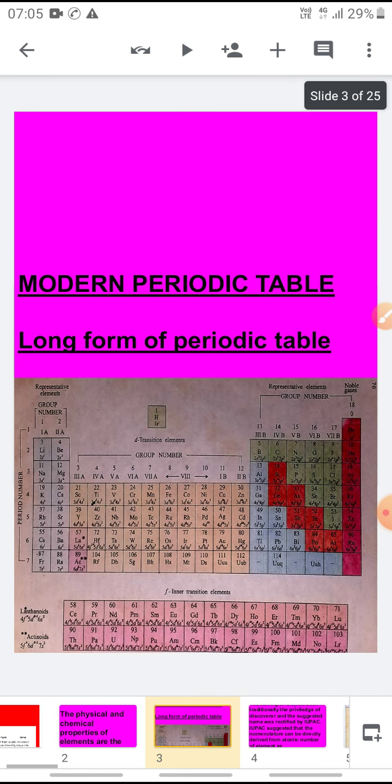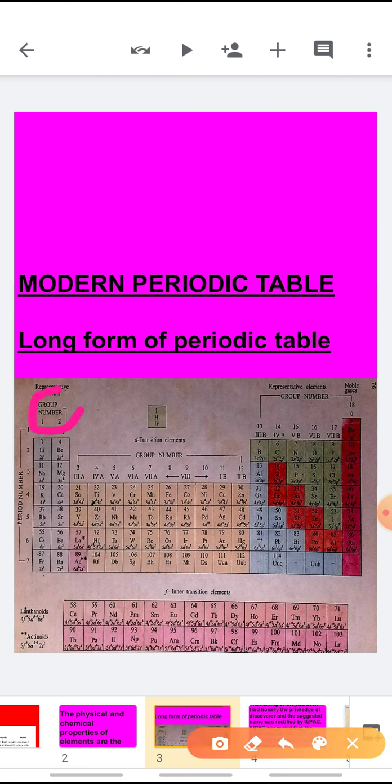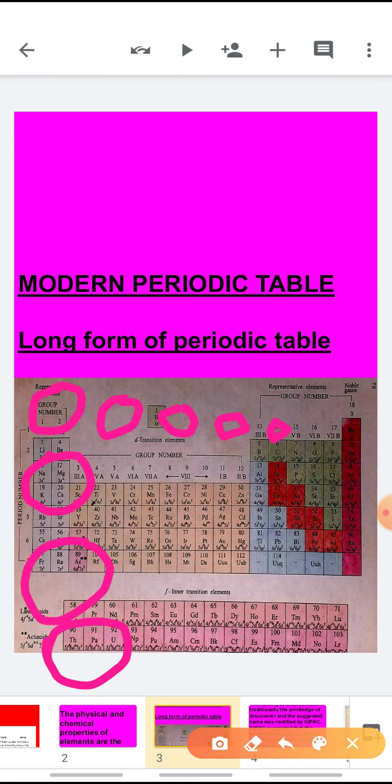You can simply learn it by, this is period. Along a period, when you are moving from left to right, the atomic radii is decreasing, and along a group it is increasing. The atomic radii is increasing, the size of atom is also increasing.